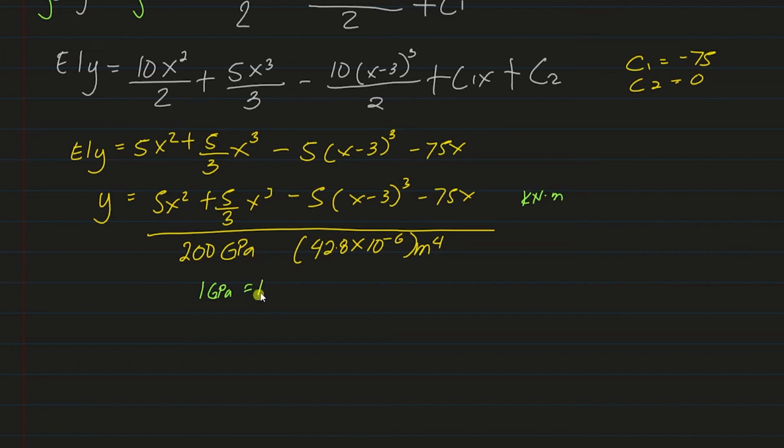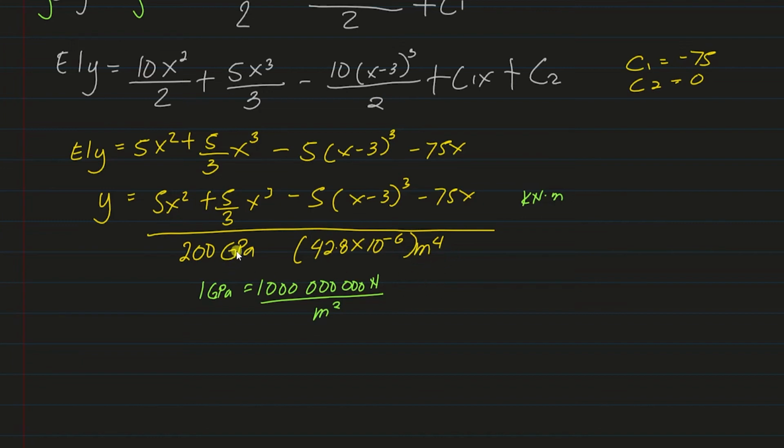Giga is 1 billion, so 1 billion, that's 9 zeros. It's 1 billion Newton per meter squared. Correct me if I'm wrong, 1 billion Newton per meter squared. So this is the unit of gigapascal. Now, this one is raised to meter to the 4.